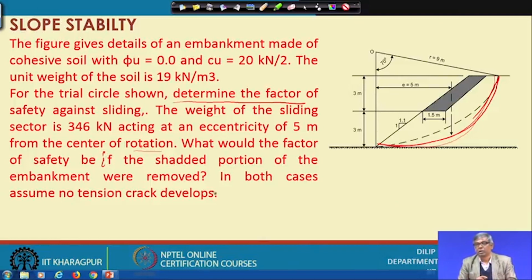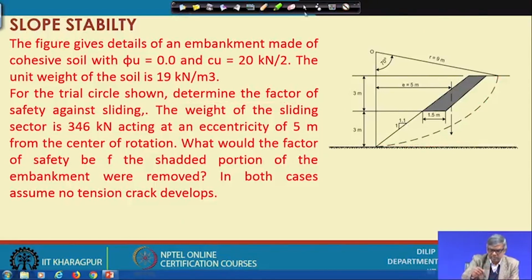That means, this is the way sometimes we solve the problem in the field, when a particular slope looks unstable, then if we remove some amount of soil from the top, it helps, actually it makes it stable. So, in this first part you will find out what is the factor of safety, and then in the second part, if this much soil is removed from the top, what will be the reduction in factor of safety, or improvement in the factor of safety. So, we will go to that part next.